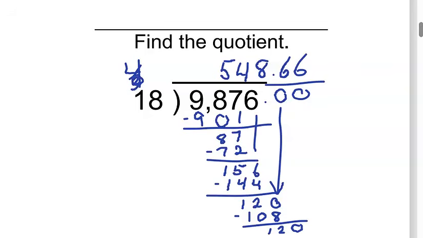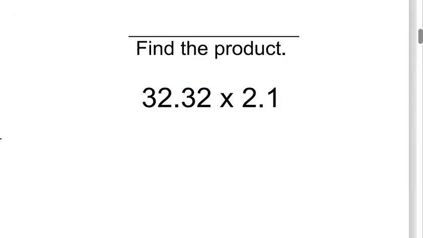So what it comes down to is the answer is going to be this number with the repeating decimal. It's going to be 548.6, and you could put a line over top of the 6 because it's just going to keep going on and on forever. So 548.6 repeating is the answer.